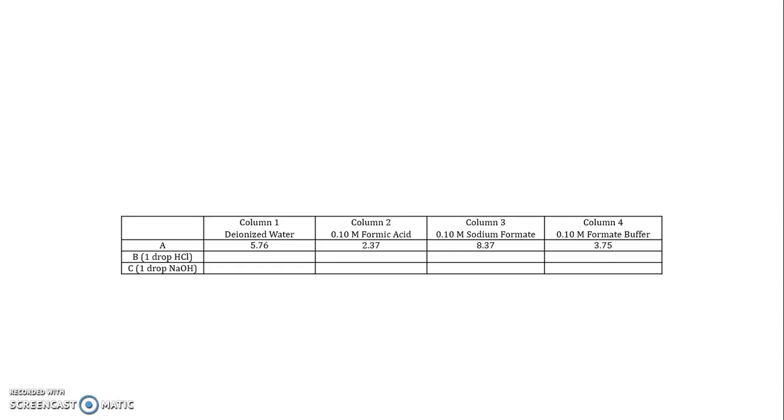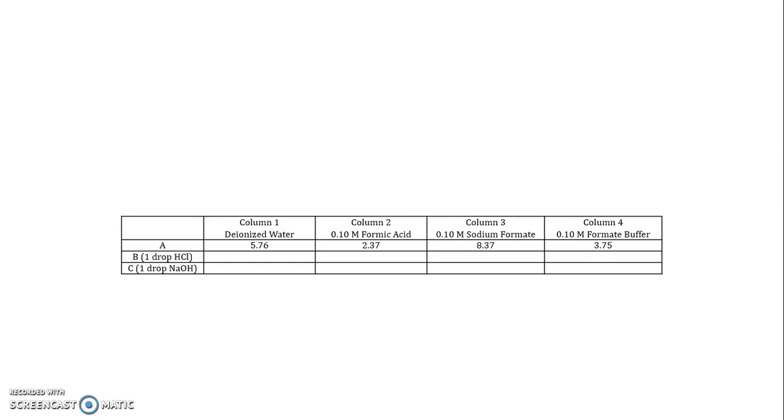Next, I have the pH of the formic acid as 2.37, that for the sodium formate, 8.37, and the formate buffer, a mixture of both formic acid and sodium formate, with a pH of 3.75.